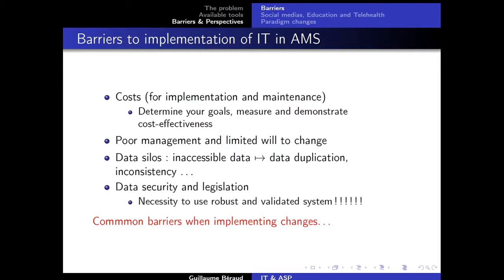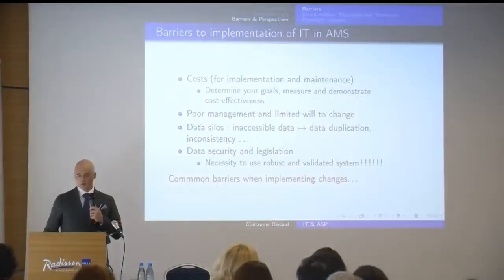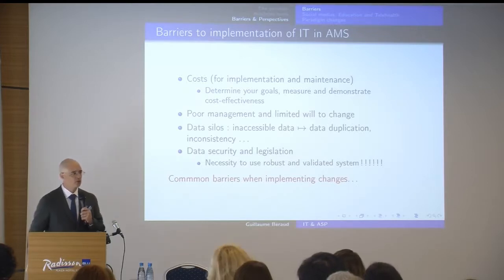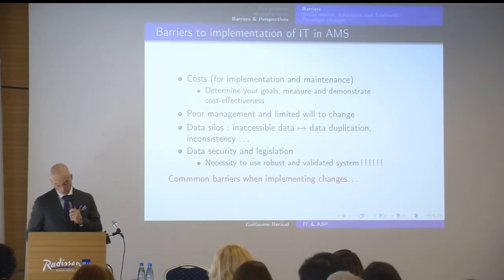Okay, what are the barriers? You have an idea? Yeah, cost. The main barrier is cost. Cost for implementation and cost for maintenance. It's not free. So, when you want to implement an information technology system, usually you want to implement a computer decision support system, you need first to determine your goals, to measure what is the problem, to measure what you're going to do, to measure what you've done, and to demonstrate that it's cost effective. So, you will be able to justify the cost.